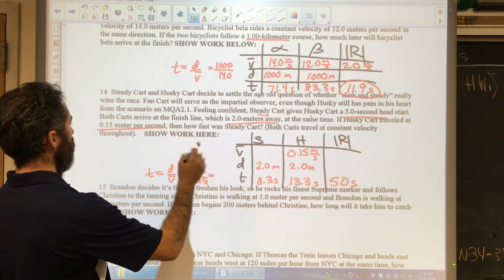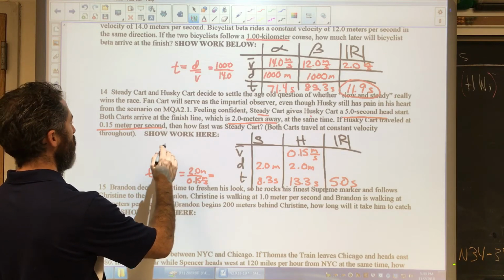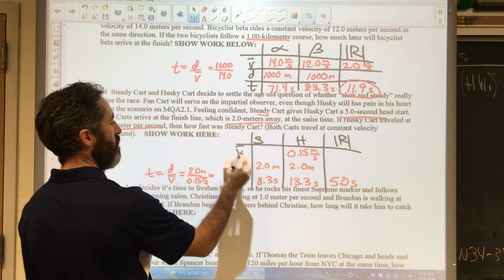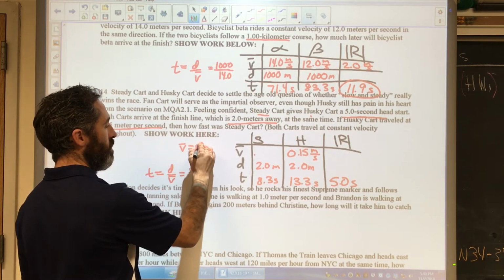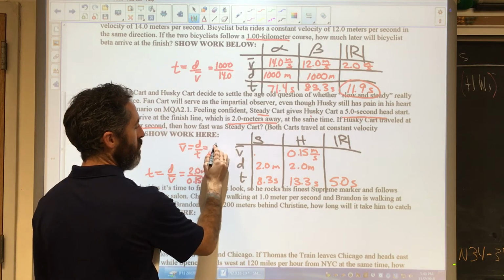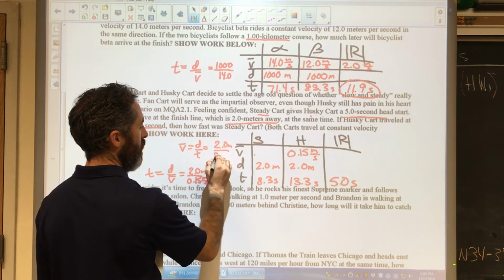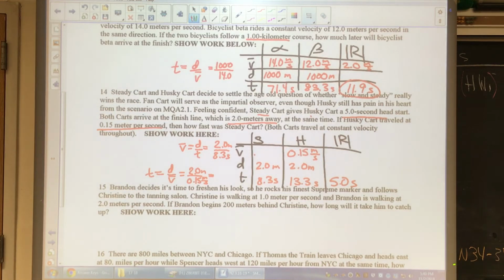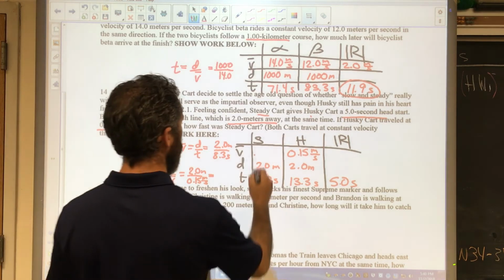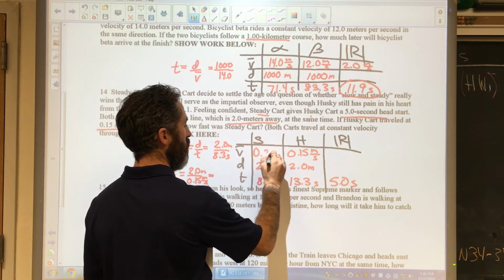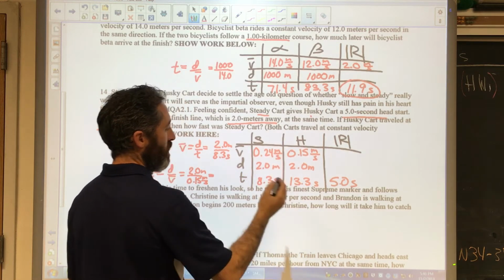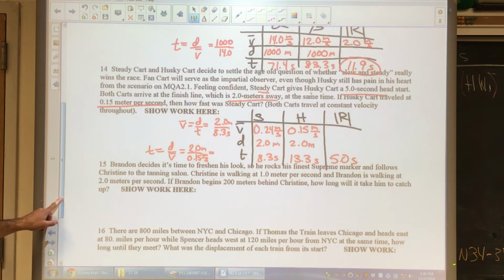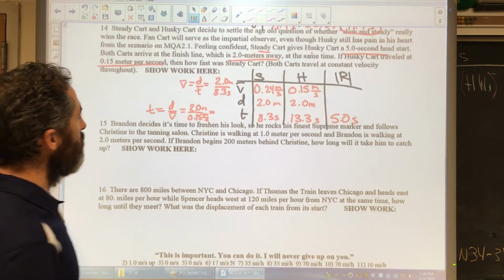And finally, the question is, we wanted to know, how fast is Steady cart? So we need this right here. V bar is D over T, which is 2.0 meters over 8.3 seconds. So 2 divided by 8.3, you get about 0.24. 0.24 meters per second. And actually we're done. That's all they asked for. There's Steady's speed. Okay. Well, pause if you need to, but I'm going to keep on trucking.